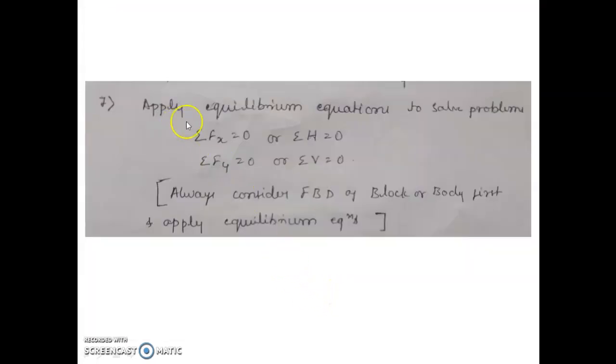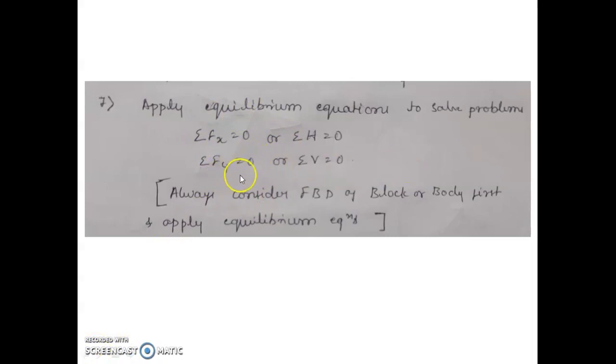After that, you have to apply equilibrium equations, that is sigma Fx equal to 0, or the sum of horizontal forces equal to 0, and solve the problem. Apply sigma Fy equal to 0, or the summation of all vertical forces equal to 0, to solve the problems. The first hint is always to consider the free body diagram of the block or body first. Take up this block first, solve by applying these equilibrium equations, and take the wedge as the second case.